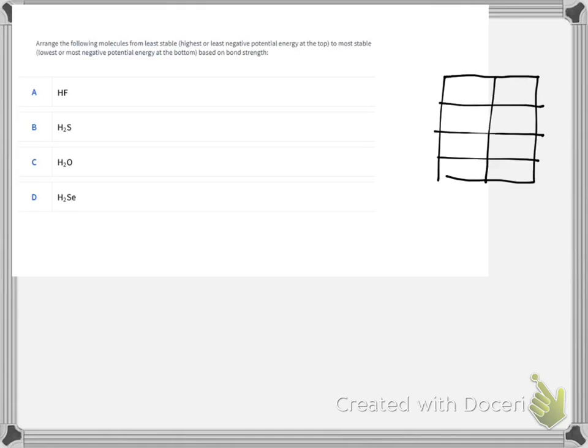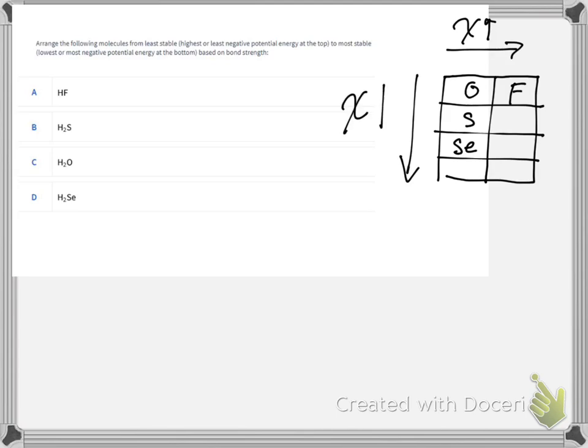So the first thing we want to do is put in our electronegativity model. If I take the periodic table, the atoms being asked about, we want to keep in mind our electronegativity trends. Electronegativity increases as you go left to right on the periodic table, and electronegativity goes down as you go down the column. Okay, so let's take a look.